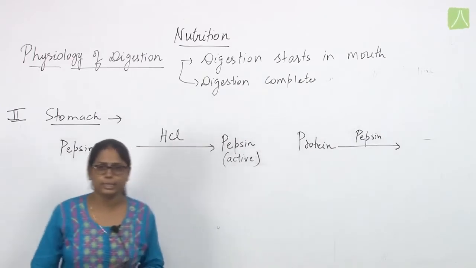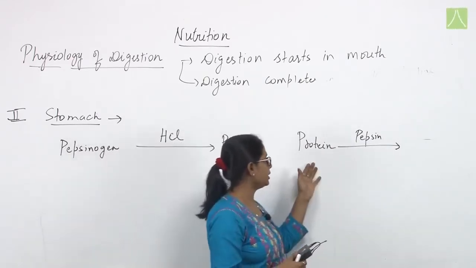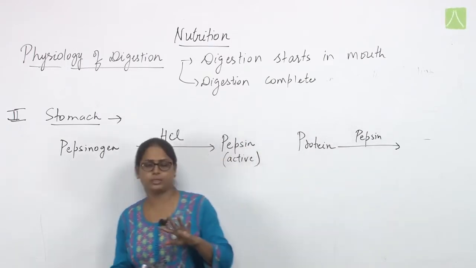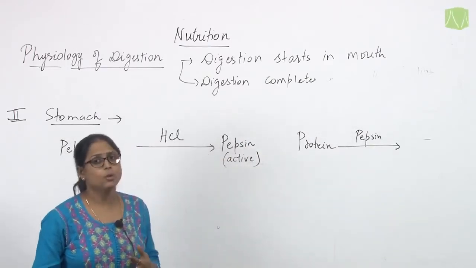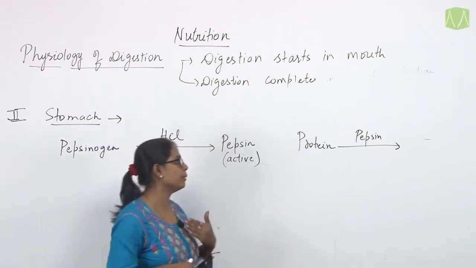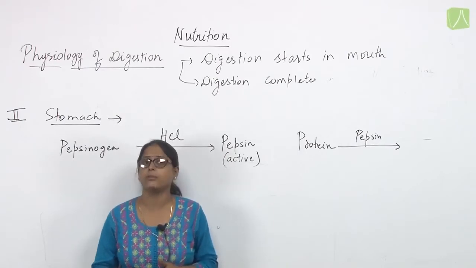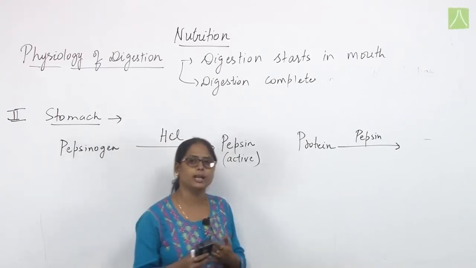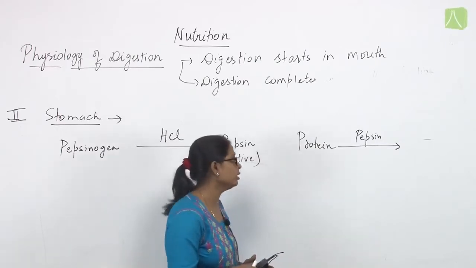molecule. Now protein is the polymer of amino acids. You can say protein's monomer unit is amino acids. So amino acids are the building blocks of protein. Whenever the protein digestion is complete, at the end we should get amino acids. But again I am telling, here also the digestion of protein started but is not yet completed.